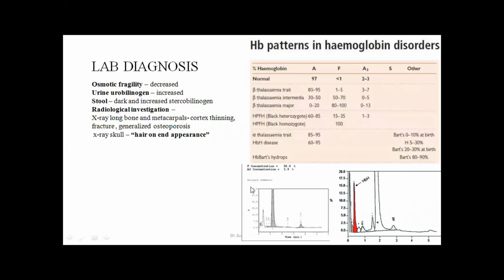In this beta thalassemia, there is fetal hemoglobin in these patients. This fetal hemoglobin is 95% of the total hemoglobin, while HbA2 is 3.9 and there is no HbA. So these patients are having beta thalassemia major.